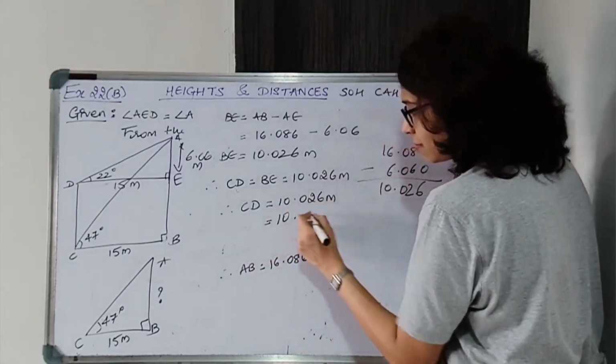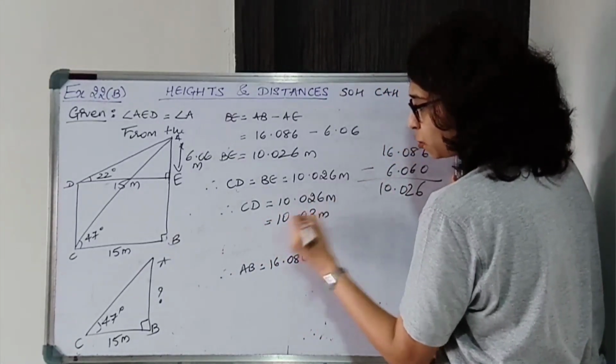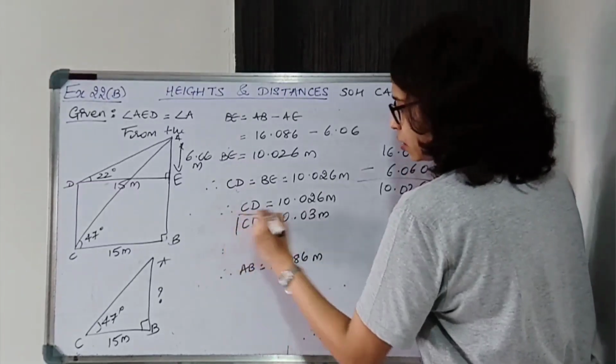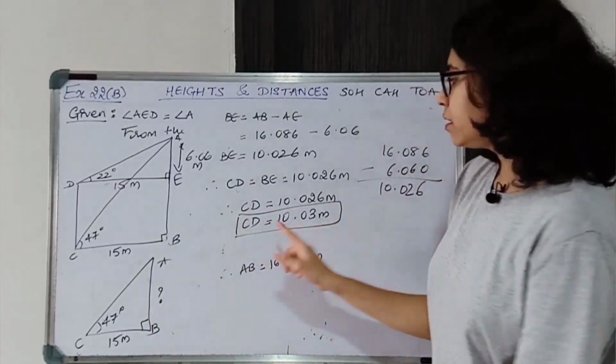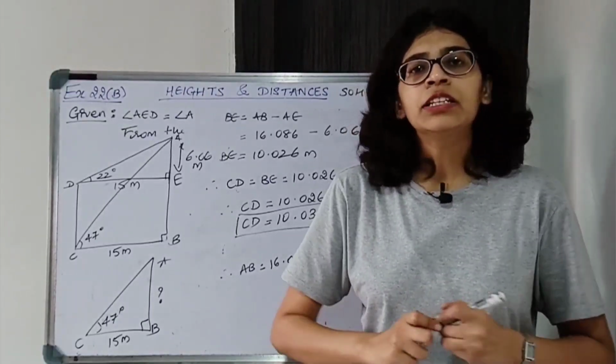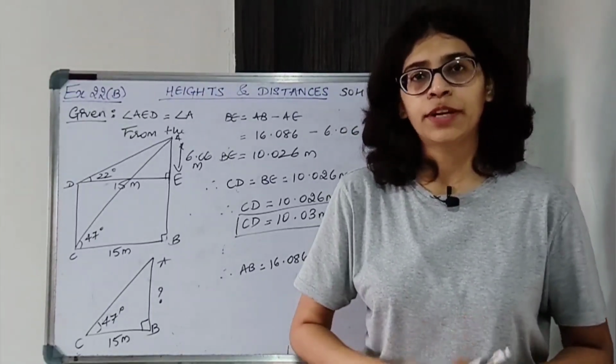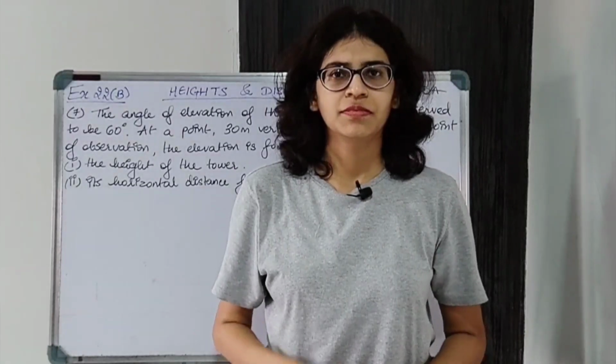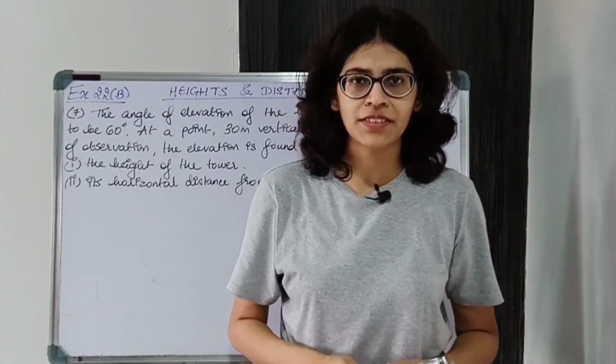So it becomes 10.03 meters. We found the length of CD, it is 10.03 meters. Write down the final statement: the length of CD is equal to 10.03 meters. Coming to the next question, question number 7.